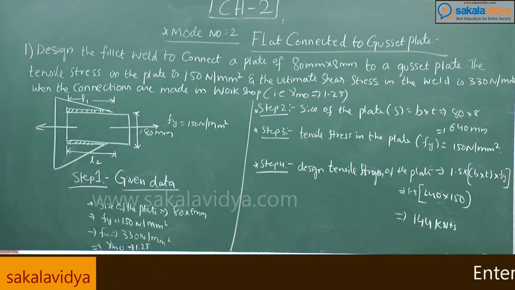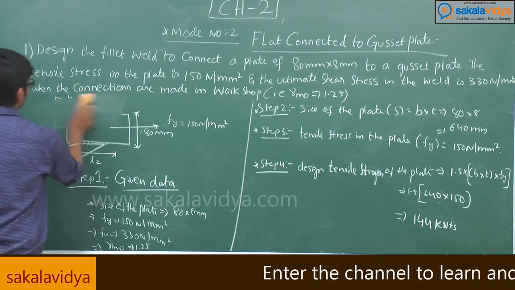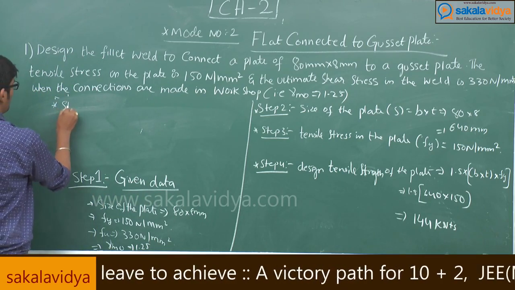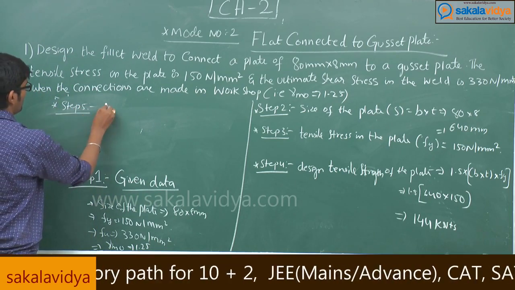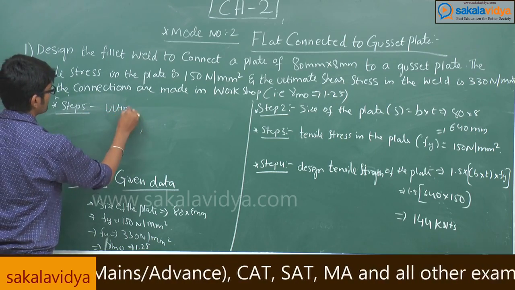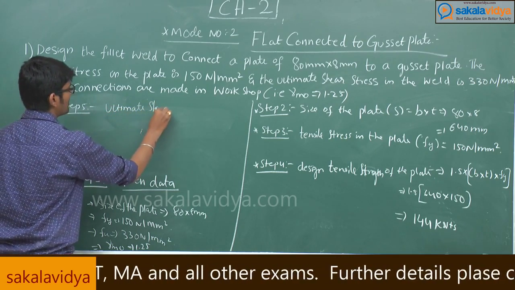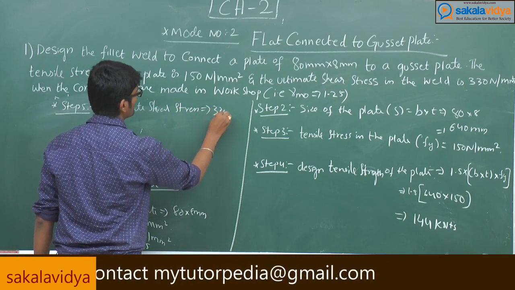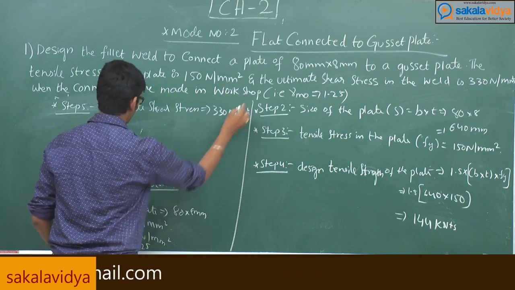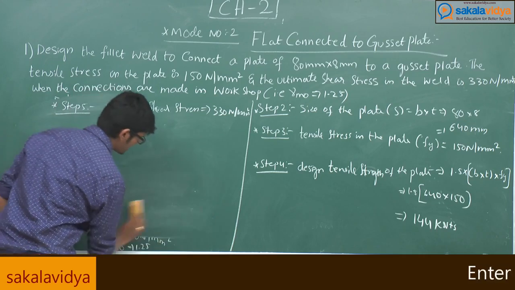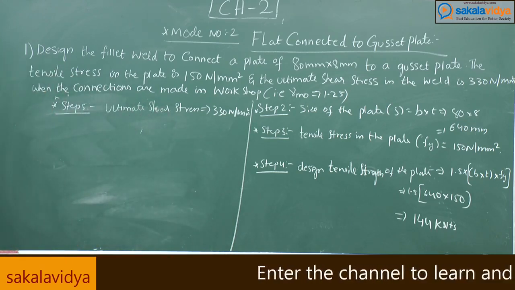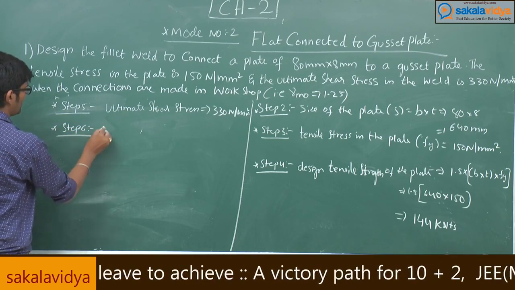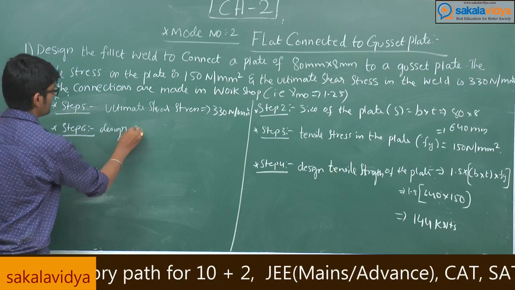Step 5, ultimate shear stress. That is how much? 330 Newton per mm square. It is given in the question itself. Now, what is step 6? We have to find, in step 6, the design shear stress.